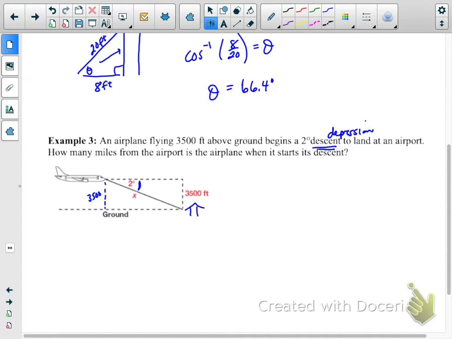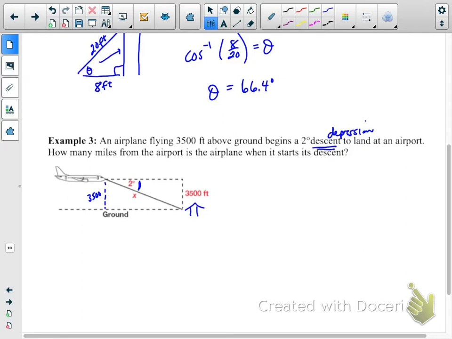Okay, so think about how the airplane's going to travel. The airplane's going to go diagonal, so that's the number that I'm looking for there. Sometimes they actually are looking for this distance right here. And normally when that's the case, they will say ground distance, or they might even say horizontal distance.